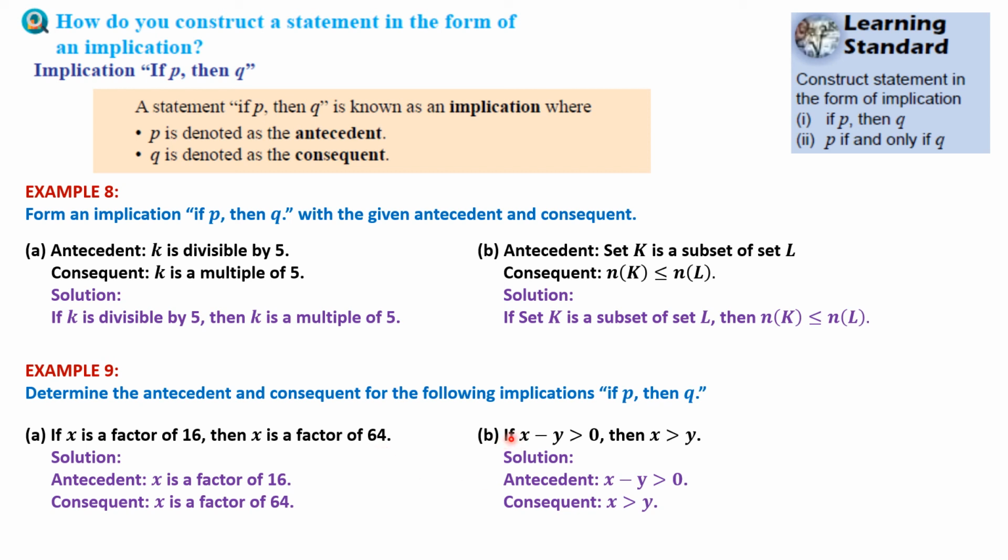Now we look at B. For the implication, if x minus y is greater than 0, comma, then x is greater than y. So for the antecedent, you write the first statement here: x minus y is greater than 0. This one is your antecedent. For the consequent, you write x is greater than y.